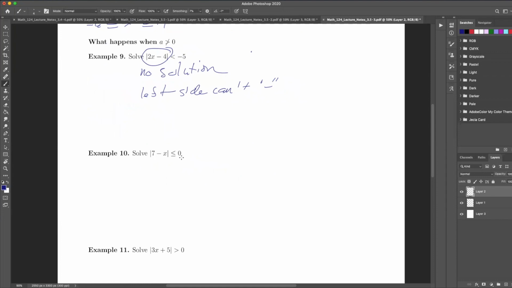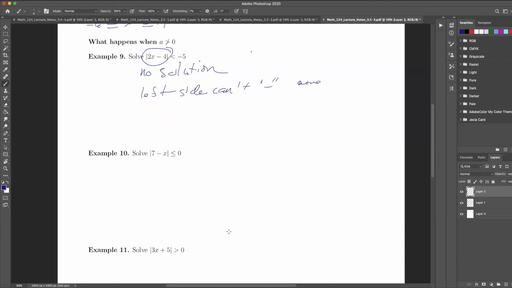Oops, I have this one written backwards. Let me reverse the sign on this. What happens if we have this? Oh no, I did it right. I wanted to make sure one was one way, one's another. We're good. Okay.